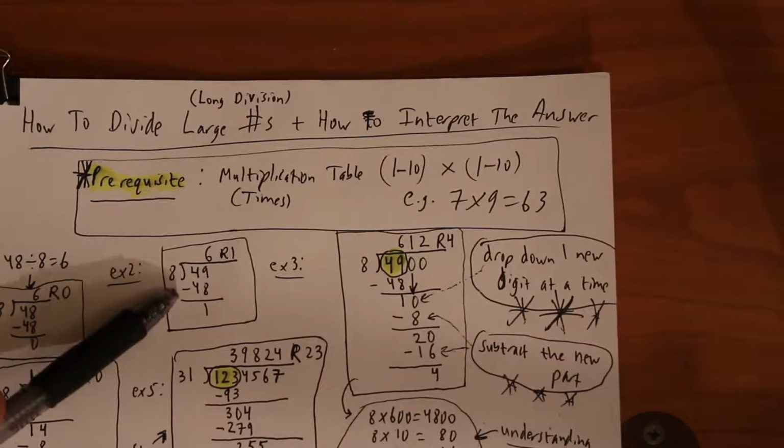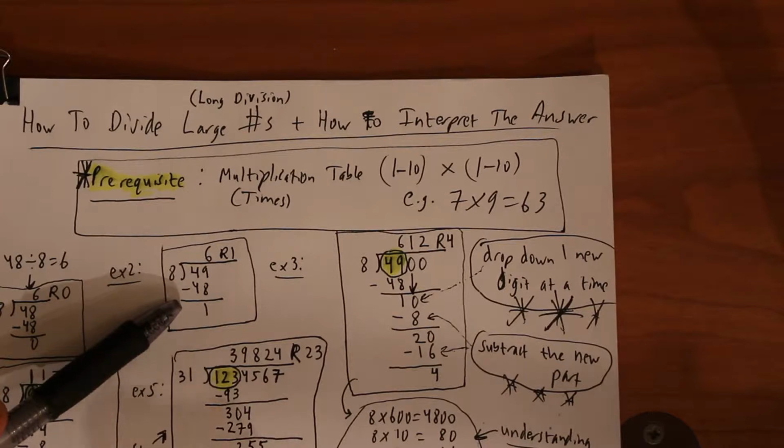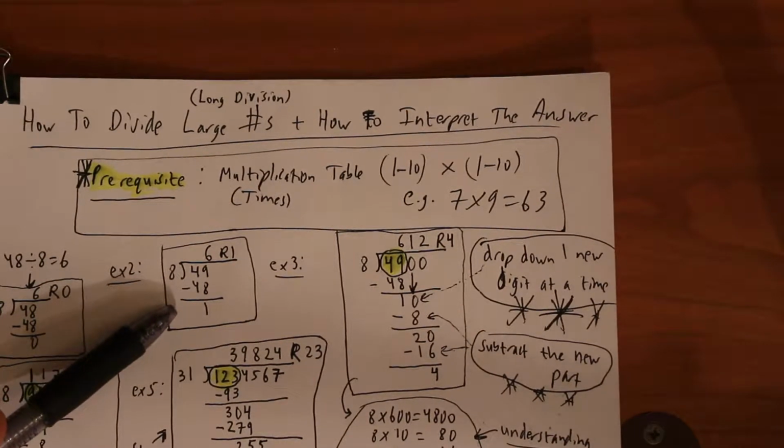Alright, so that's these first two examples. These examples are going to get progressively more complicated. So if you can't follow a certain example, make sure to go back to the previous one. Now let's go to example 3.